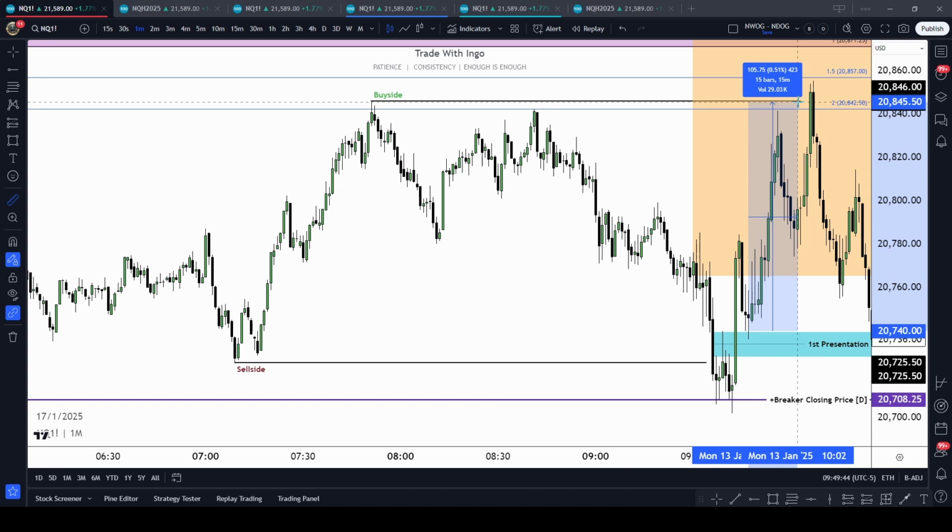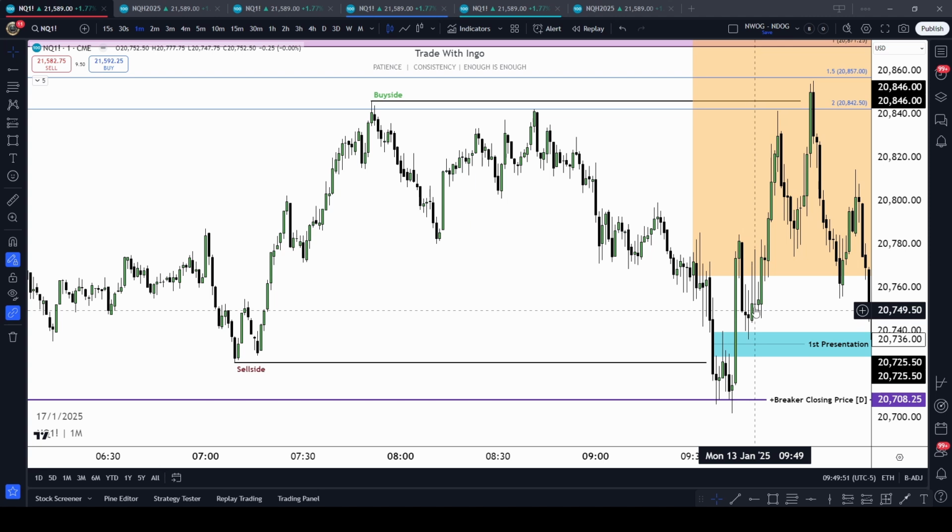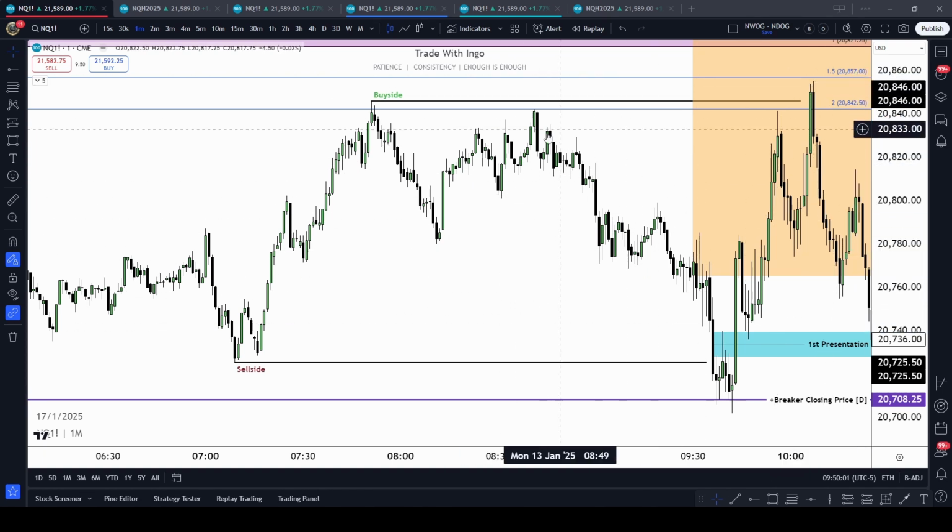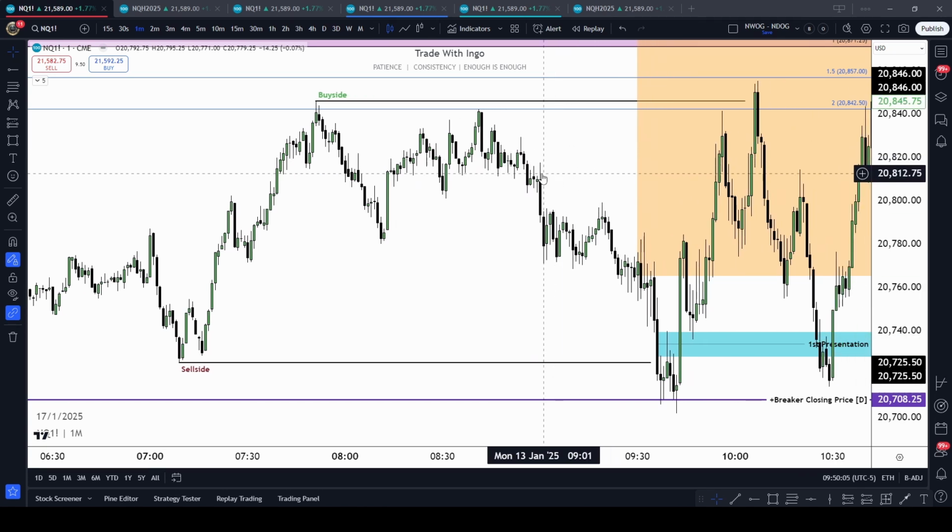Okay, let's measure till the buy side liquidity pool. In 1, 2, 3, 4, 5, 6, 7, 8. Now let's say 15 minutes or so, we could book like 100 handles or even more.